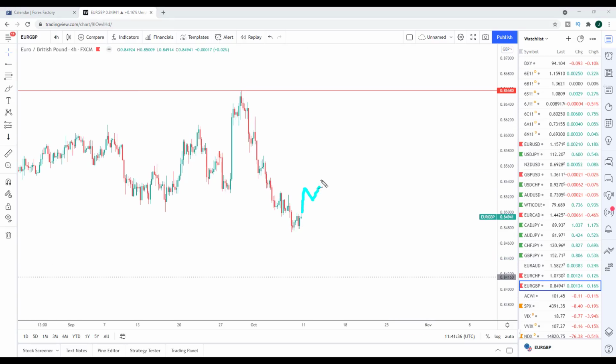And we're going to be looking down towards the next key area of support to the downside and the target set. So we start to correct, and then we start to break new lows in this area. We're going to be looking down towards the next key area of support at 0.84160.